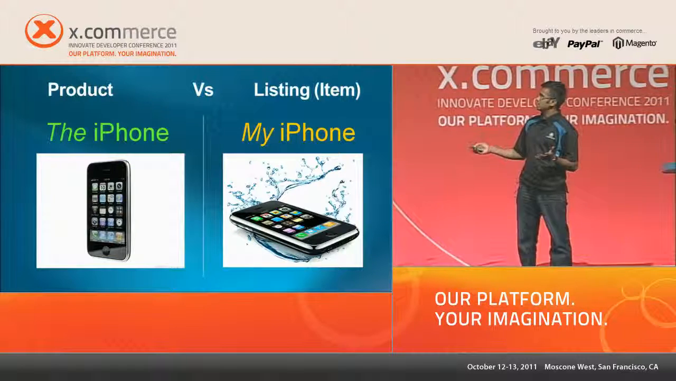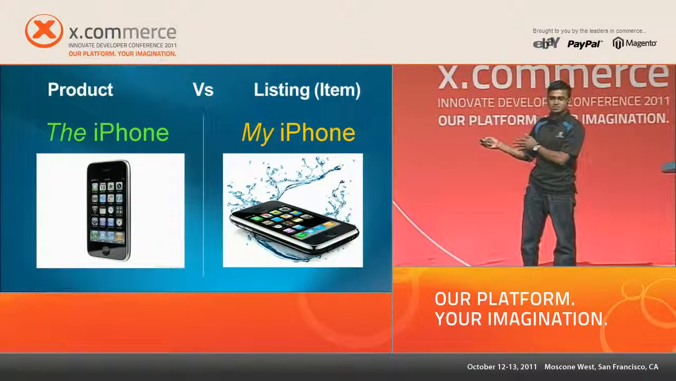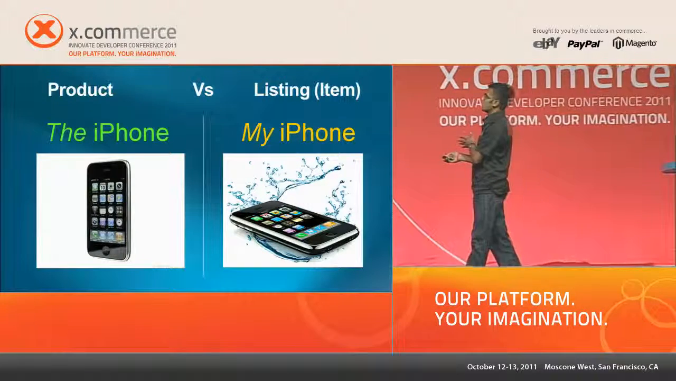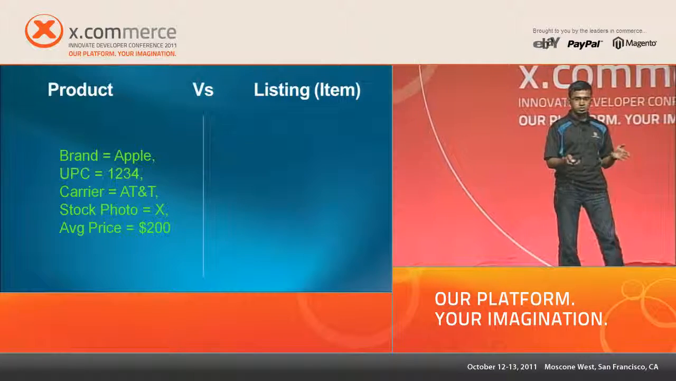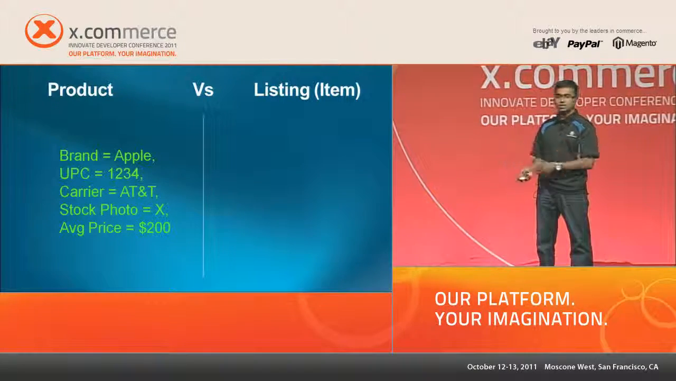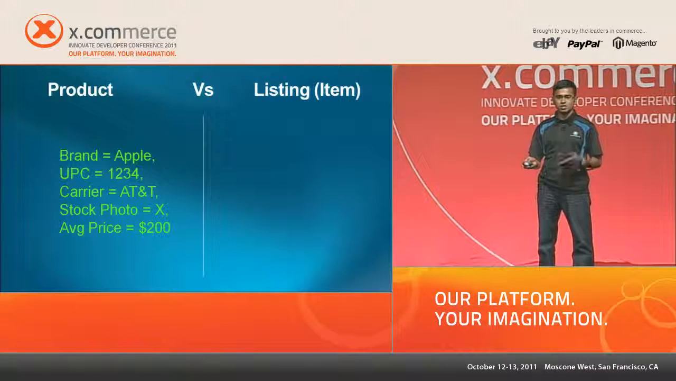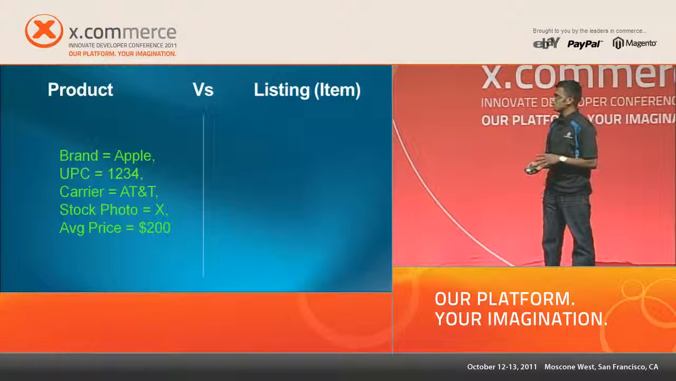The difference is between the iPhone and my iPhone, which I flushed down the toilet. Right? So the iPhone, everybody, and even the system, knows certain facts about the iPhone. We know that brand is Apple, it works with certain carriers, Verizon, AT&T, whatever, and it has certain description and stock photo and so on.